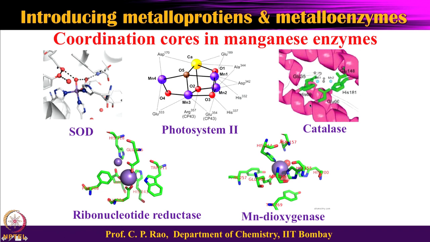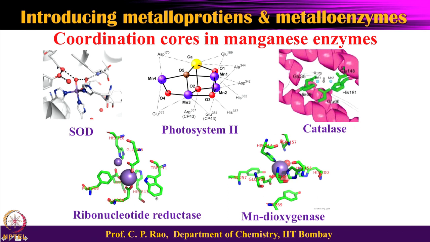And catalase, what does catalase do? SOD converts the superoxide radicals into water and H2O2. That H2O2 is further converted by catalase into water completely, or oxygen.